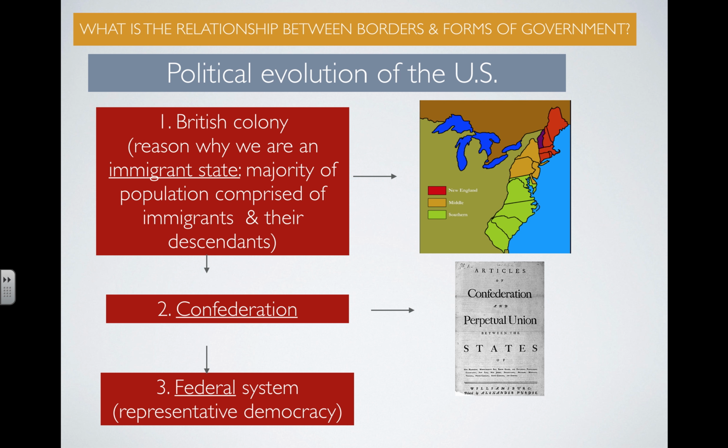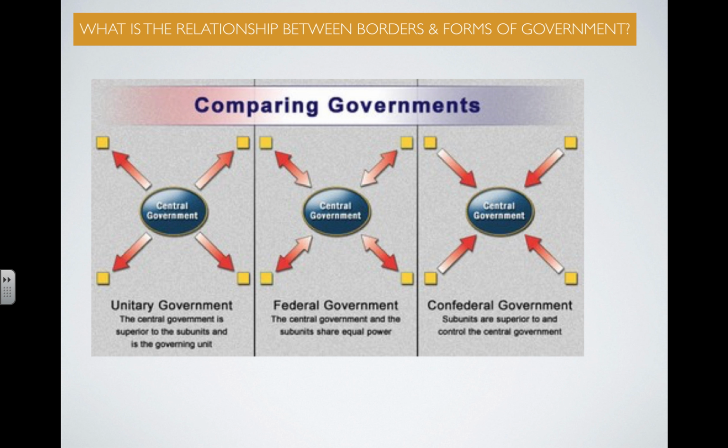So the early politicians created what's known as the Articles of Confederation. Step two of our process was creating a confederation. In the confederation, those regional governments, so in our case of the United States, each one of our states, had a very strong state government and a weak central government.